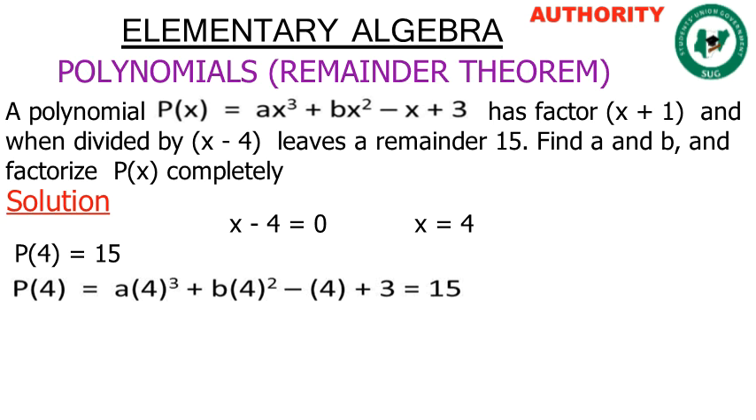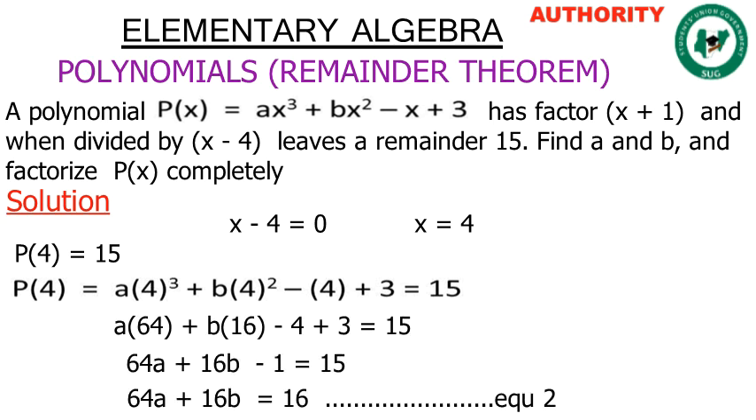Okay? Now, let's go. 4 raised to power 3 will give you 4 times 4, 16, times 4 will give you 64. In bracket, plus b, 4 raised to power 2 is 4 times 4, 16. We have minus 4 plus 3 is equal to our remainder 15. Now we have a times 64 will give you 64a, plus b times 16 will give you 16b, minus 4 plus 3 will give you minus 1 is equal to 15.